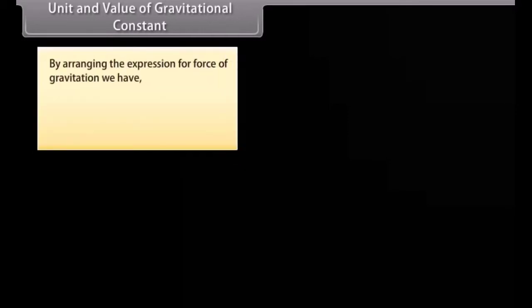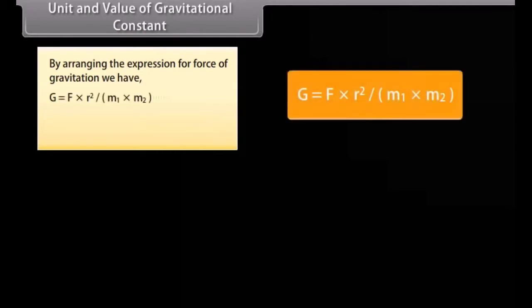Unit and value of gravitational constant. By rearranging the expression for force of gravitation, we have G is equal to F into r square upon m1 into m2. The SI unit is Newton meter square per kilogram square, or N m² per kg².